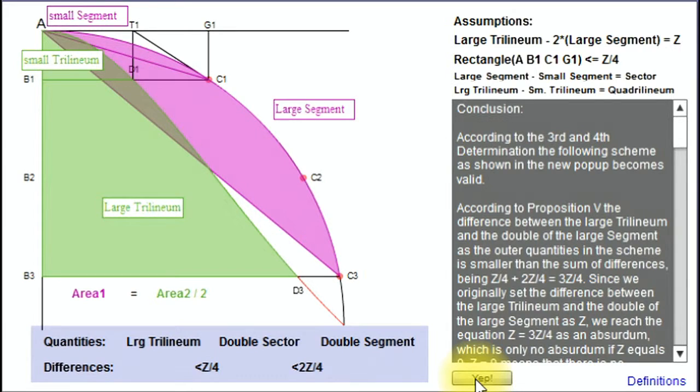And now this allows us to again draw out a series, the elements of which are the large trilineum, the double sector, and the double segment. And we know the differences between the two, as we just constituted in the 4 determinations we made: the difference between the large trilineum and the double sector, the double of this area, we said must be smaller than a quarter of the difference set between the large segment and the large trilineum.